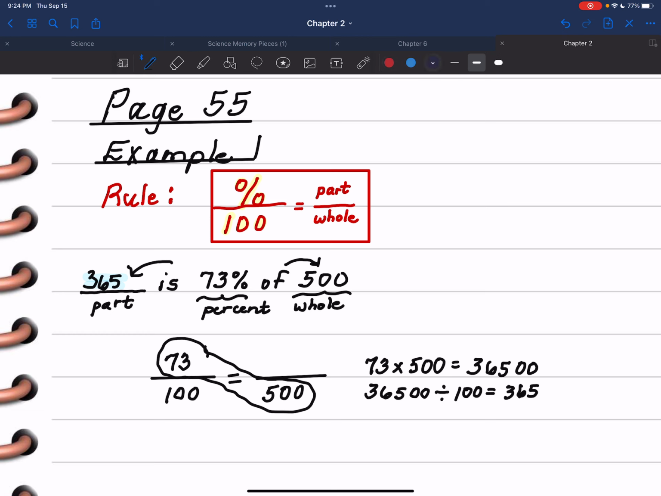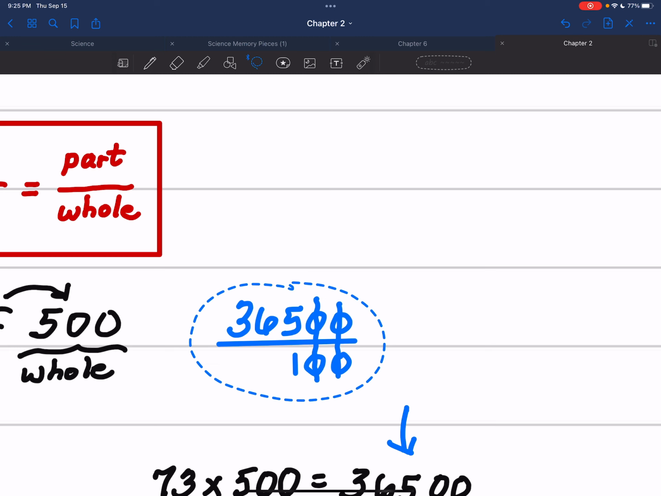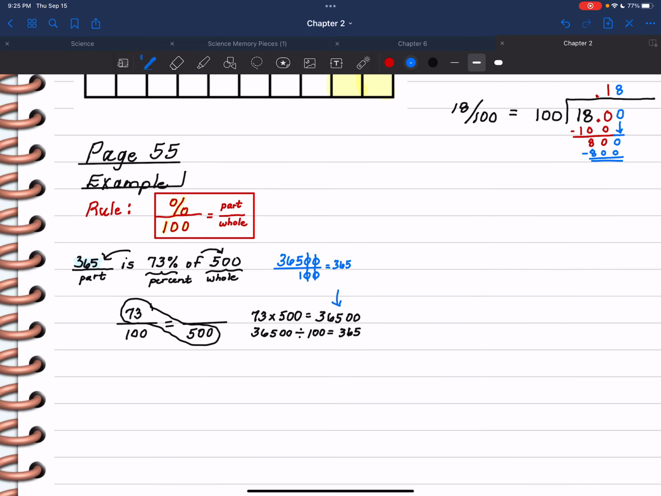Oh, the trick I want to show you. You can take this piece right here. So we have 365 with 2 zeros, and we are going to divide that by 100. Here's the trick. You can simplify this division problem by canceling zeros. You have to take an equal number off the top and the bottom. But that will leave you with 365, and that is the answer that we were looking for.